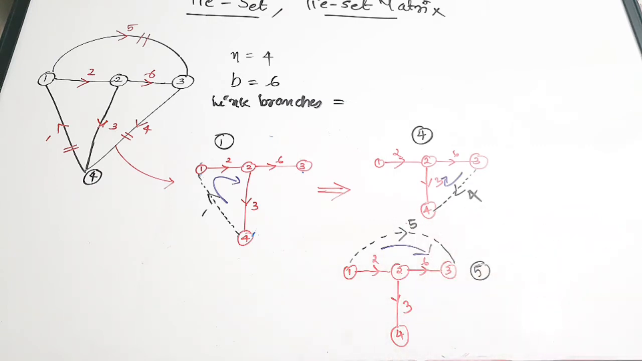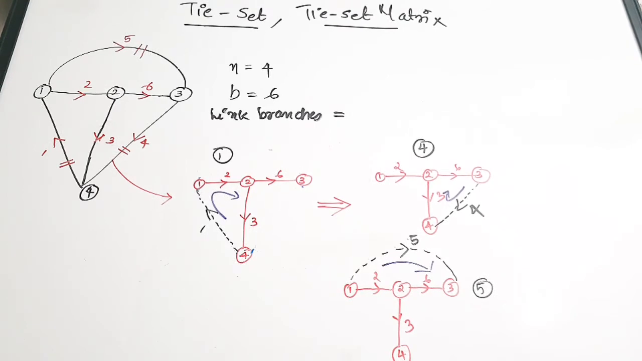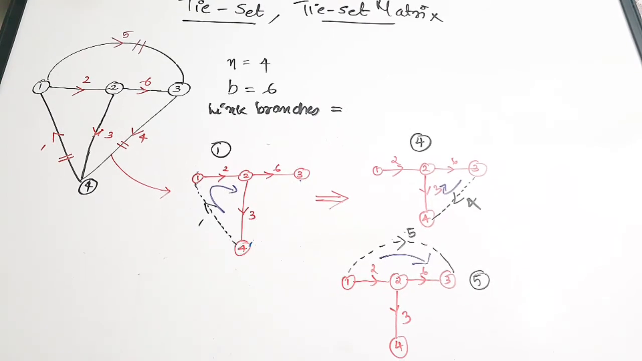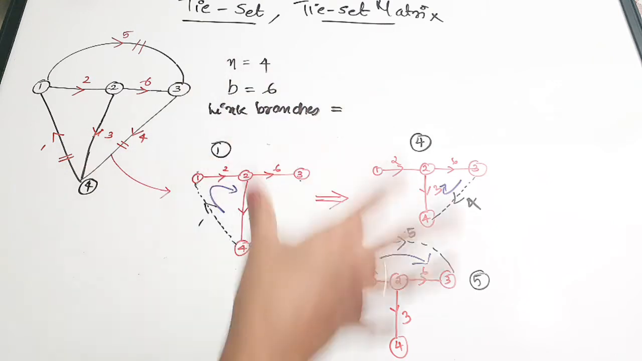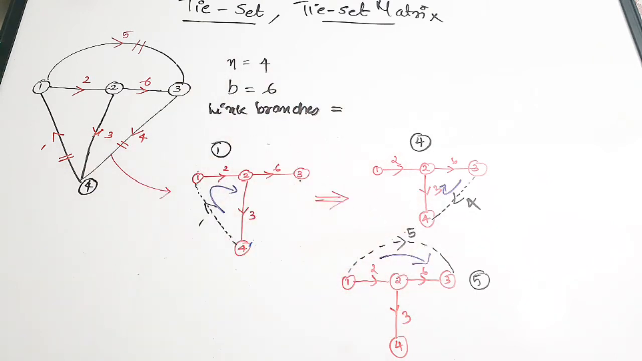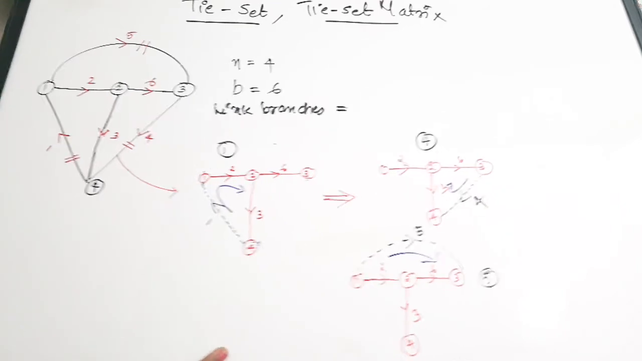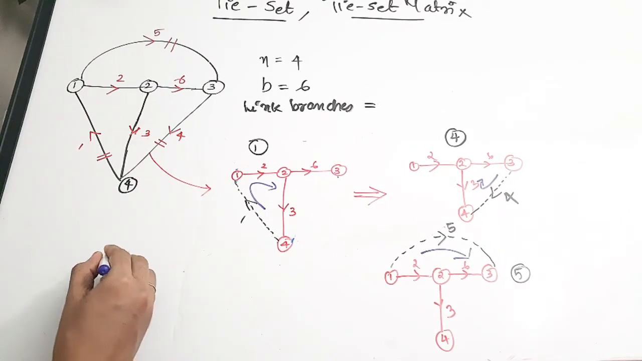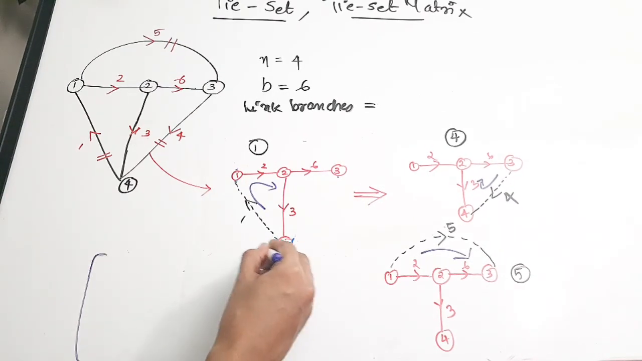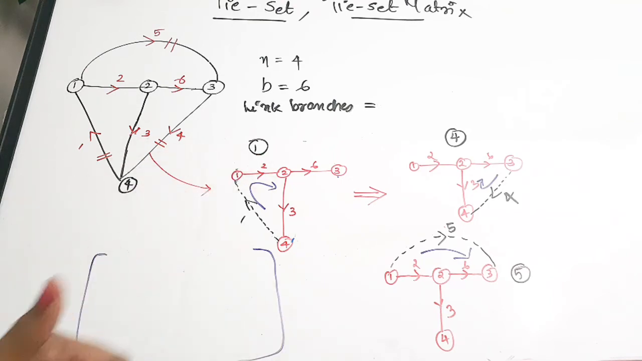Okay. Now, let us talk about the tie set matrix. So, the tie set matrix is actually a rectangular matrix which you form by taking rows as your fundamental loops and columns as branches. Okay. I'll write that thing first here. So this is your tie set matrix.